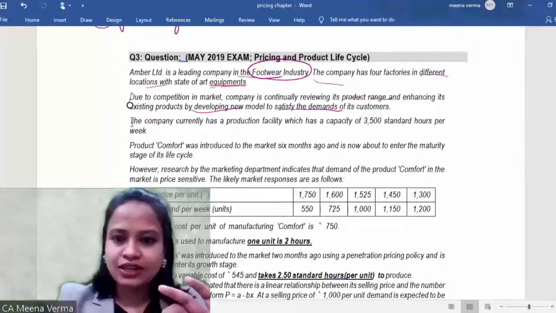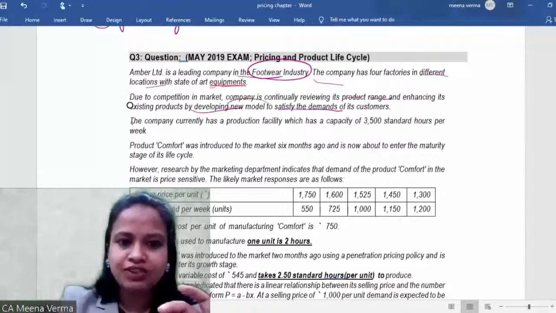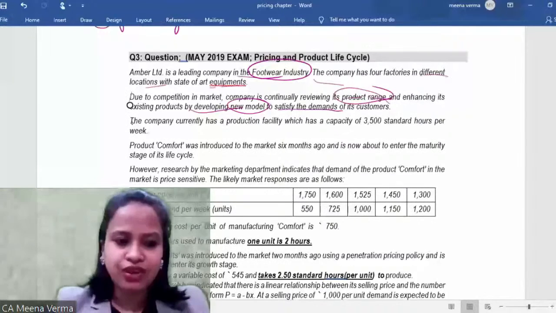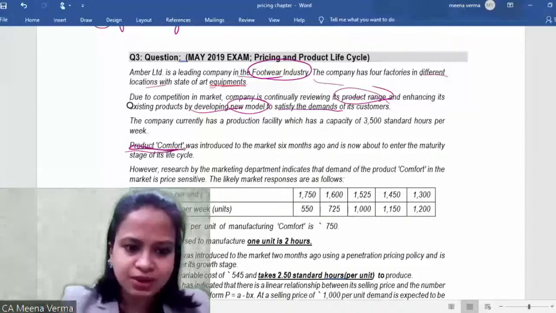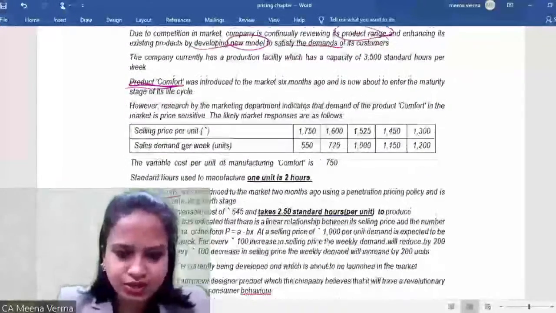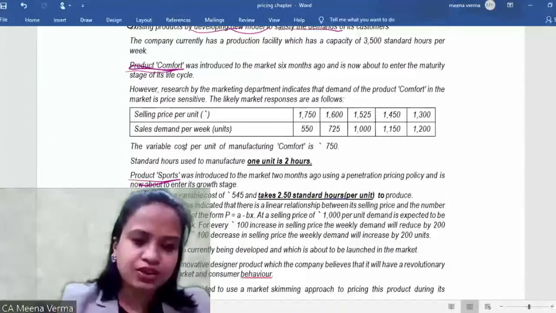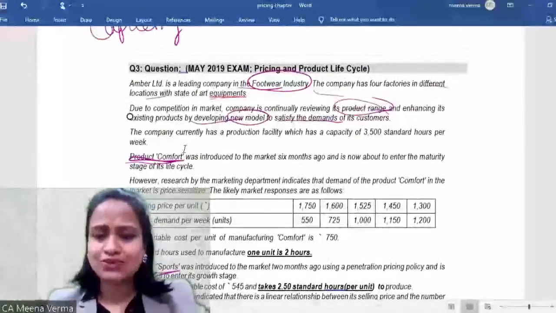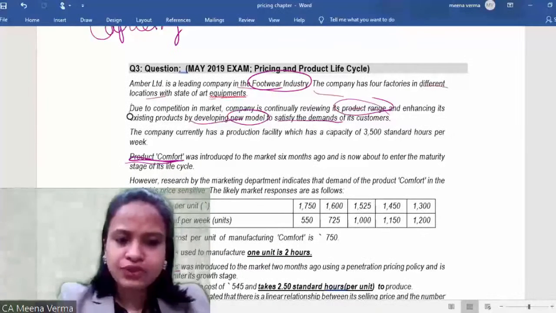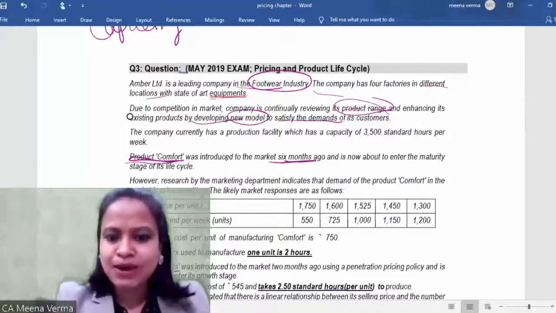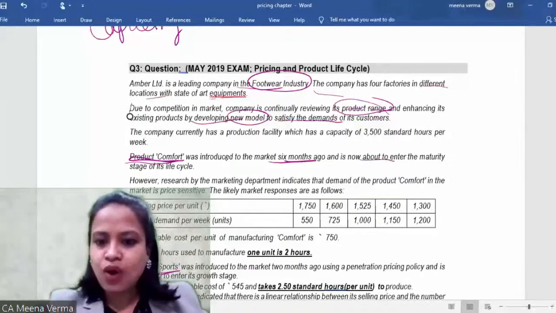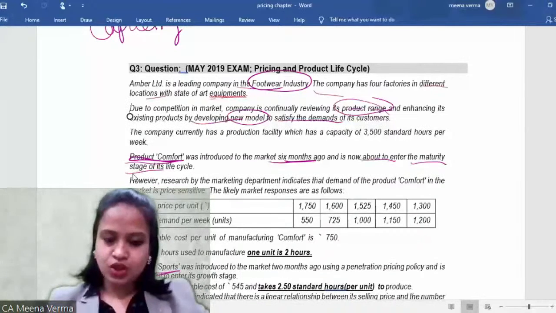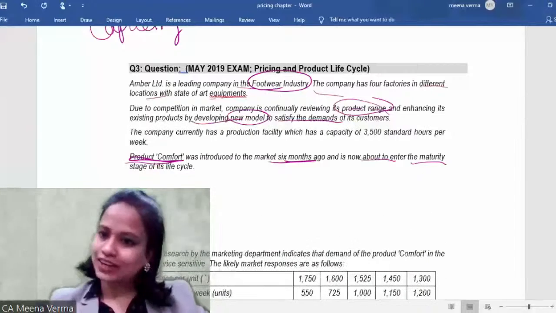Now see, it is mentioned here that the company develops new models. Okay, means different kinds of product, products of different range. So that is why here they are discussing one product, then another product, then another product, three different products. They are talking about three different products in this question. Now let us read it. The product comfort was introduced in the market 6 months ago and is now about to enter the maturity stage of life cycle. So this product has reached the maturity stage.